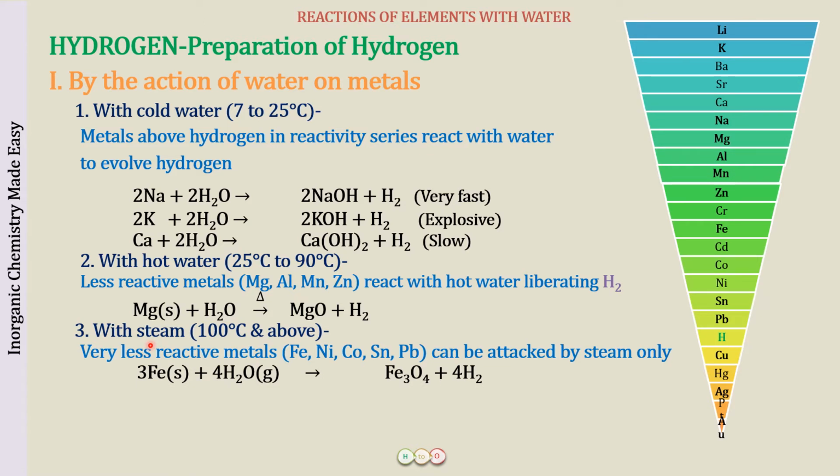For example, in the case of iron reacting with steam, it will produce Fe3O4 and, along with that, hydrogen. Now, Fe3O4 is called ferroso-ferric oxide, and this is a magnetic oxide. So this is something important. Now we have a brief understanding of how these metals react. Let us go group by group.